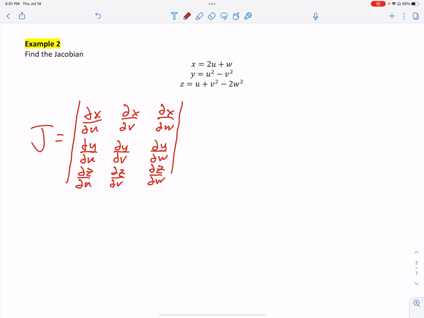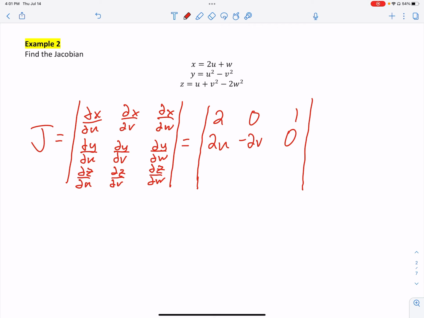This usually goes faster than it seems, depending on the functions. All right, so x with respect to u is 2. X with respect to v is 0. There's nothing there. And then with respect to w is 1. Then we do the middle term. Okay, I got 2u, minus 2v, 0. The z's. All right, I got 1, 2v, and minus 4w.